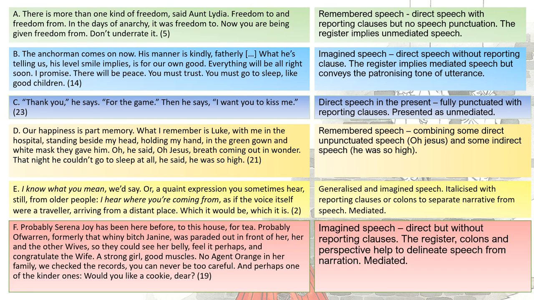And the register implies this unmediated speech. We said before, how do I know if it's mediated or unmediated? How do I know if it's been meddled with? How do I know whose voice I'm hearing? Well, actually, you get a sense of the register. Now, Aunt Lydia has this authoritative, commanding register, and you get a sense as you read the novel of her voice. It's quite stern, it's quite passionate, and I think we get a sense here of unmediated speech in that this is being presented as Aunt Lydia's own words.